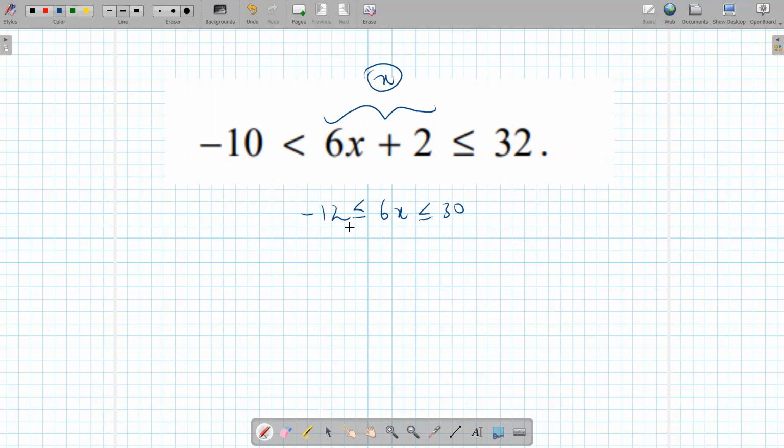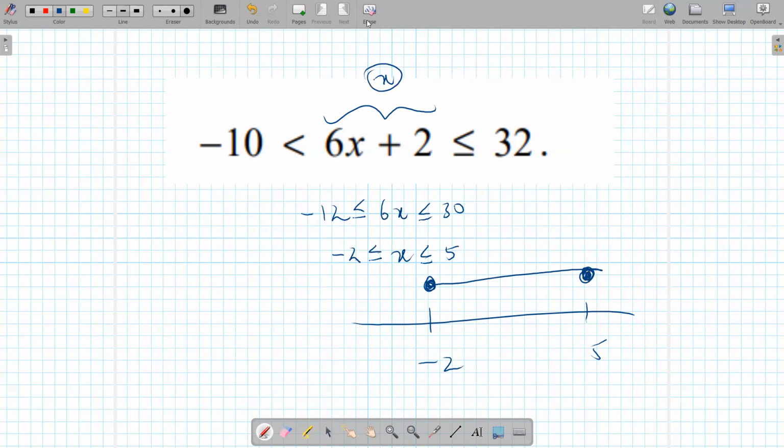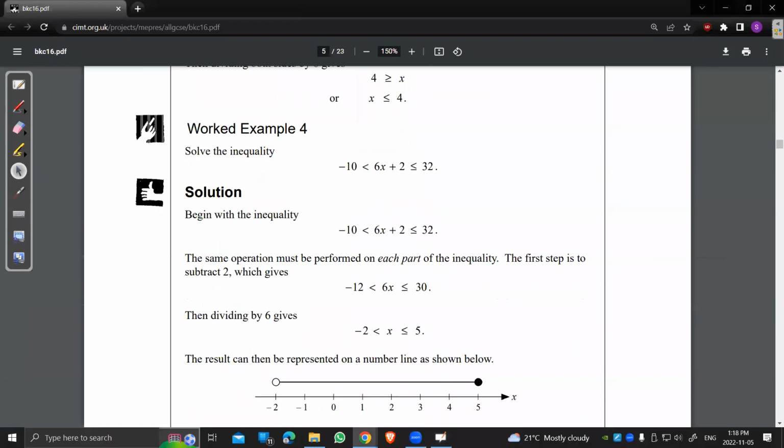Now what? Divide by 6. So 30 over 6 is 5. Negative 12 over 6 is negative 2. Number line, start at lower bound negative 2, upper bound 5. They're both inclusive, so closed circles, and you are done. Easy as that.